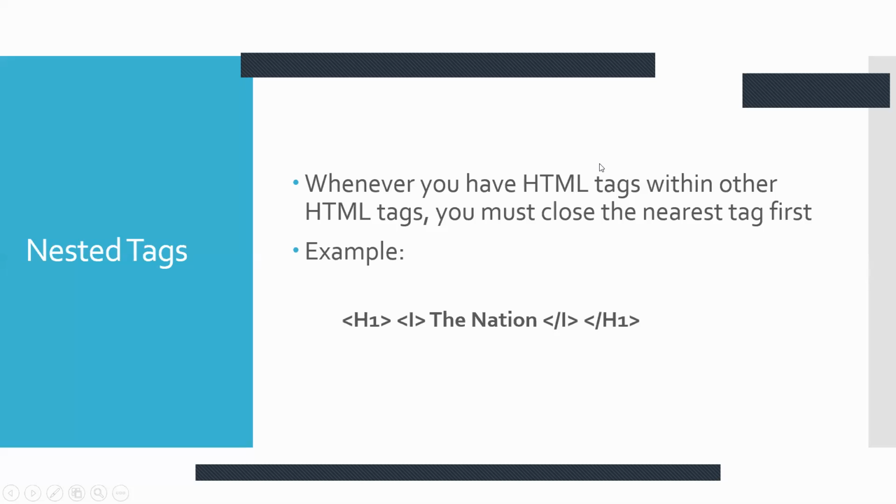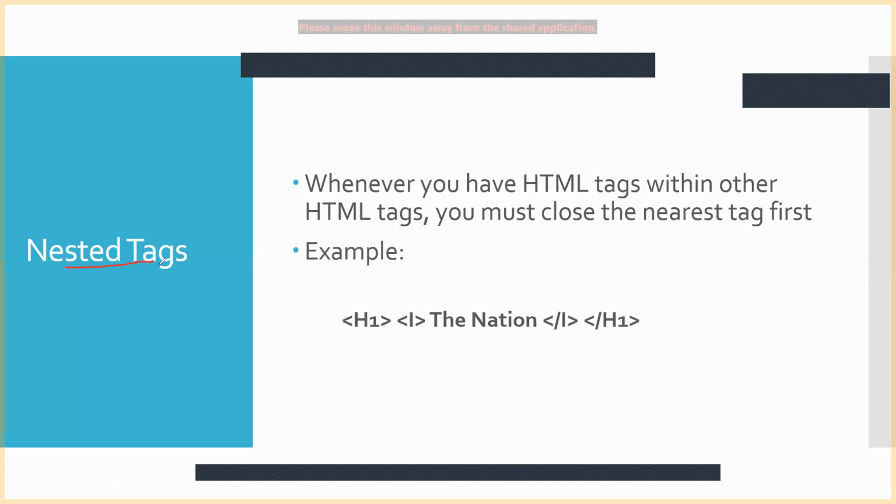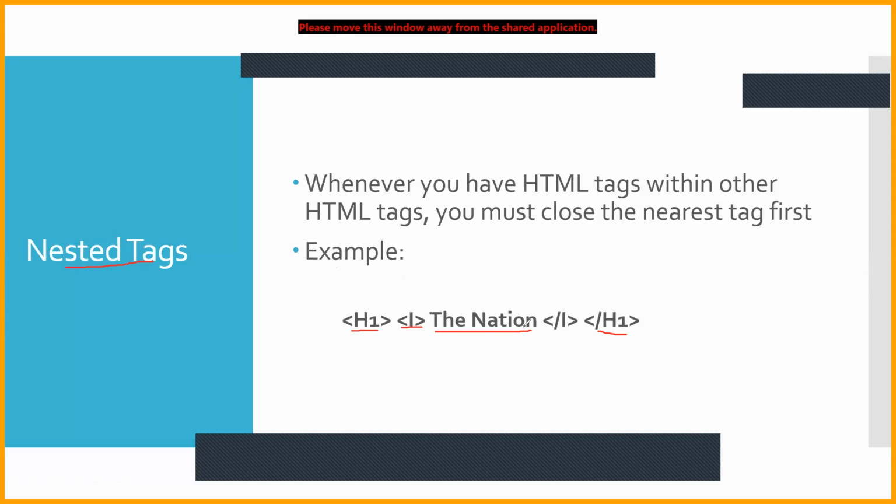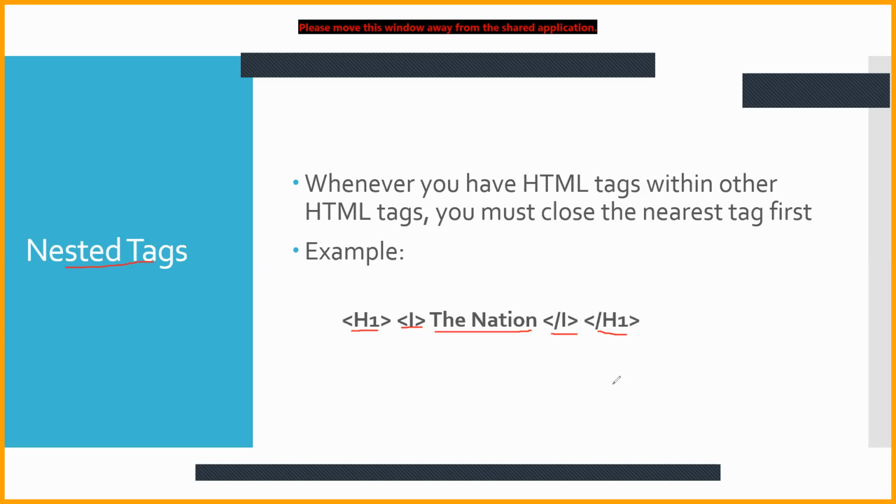Now we also have a concept of a nested tag. It means one tag inside another tag, which you can also use. So that is what we call a nested tag, a tag inside another tag. That is the representation of a nested tag. For example, we have an h1 tag, and inside it, where you have to represent something in italic, that is a representation of a nested tag.